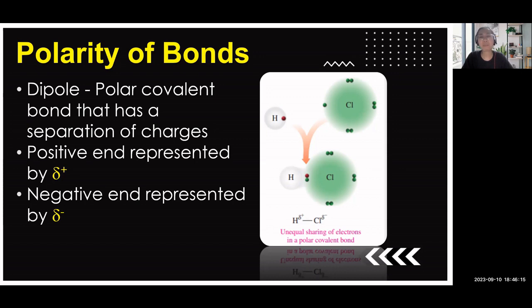A classic example of that is what happens when you combine hydrogen and chlorine. When you combine them, since they have very different electronegativity values, they form a polar covalent bond. The unequal sharing of electrons in a polar covalent bond could cause one side to become positive and the other side to become negative. In this case, hydrogen is more inclined to have a positive charge, and chlorine would likely have a negative charge. Why is that? Because chlorine attracts the shared electrons more strongly than hydrogen.